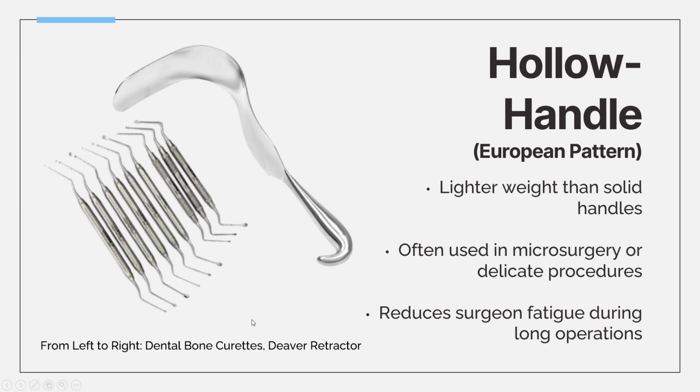And from left to right here, we have some bone curettes and Diva retractor. The bone curettes is used to pick off small fragments of the teeth. And the Diva retractor is used to retract organs, tissue, for example. It helps surgeons visualize the field better by pushing aside what is blocking their vision.